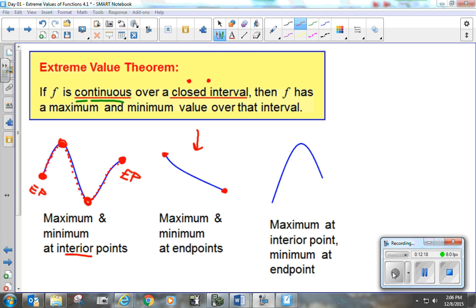This is definitely the minimum. This is definitely the maximum. This is an interior point for the maximum. This is an endpoint for the minimum. So, I mean, it's not like, oh, it has endpoints, it's got to be the endpoints. No. Whatever coordinate is the tallest, the highest up is the max. Okay? And same thing for the minimum.